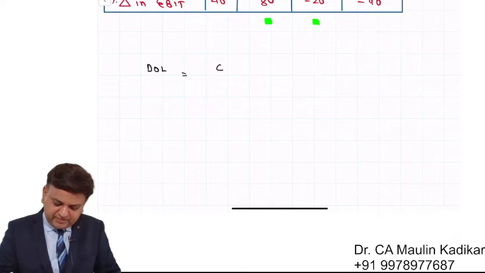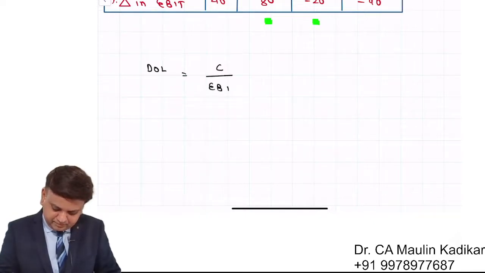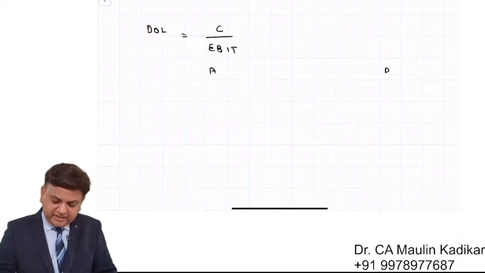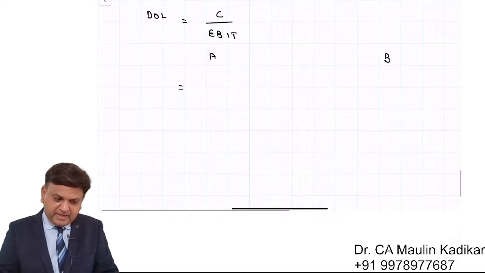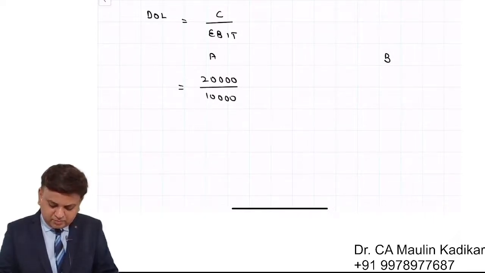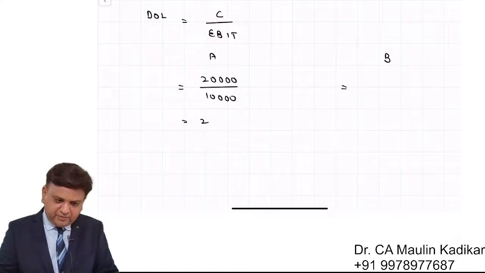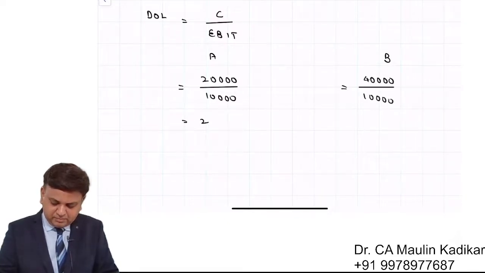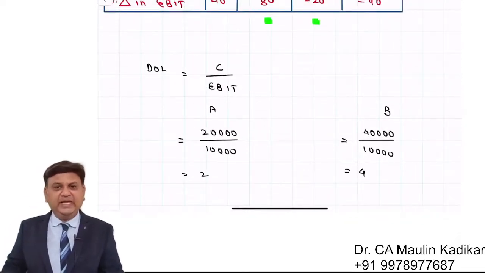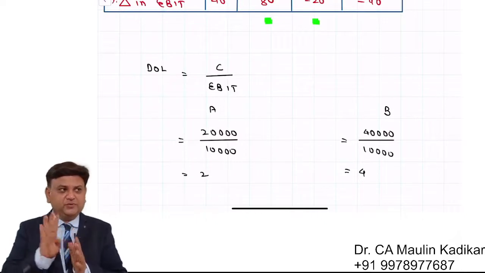It is contribution upon EBIT. Taking into account the first year details of plan A and plan B. For plan A, it is 20,000 upon 10,000. So the answer is 2. And for plan B, it is 40,000 upon 10,000. So the answer is 4. So let's say the leverage of plan A is 2 and the leverage for plan B is 4.